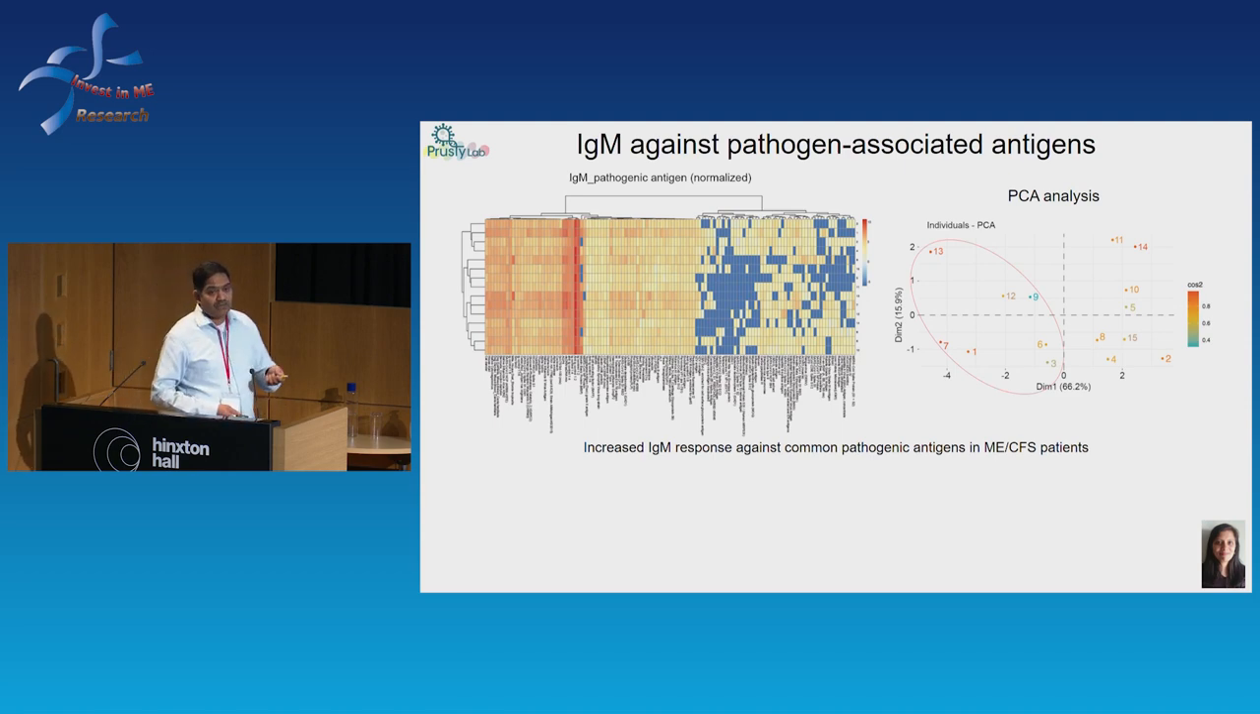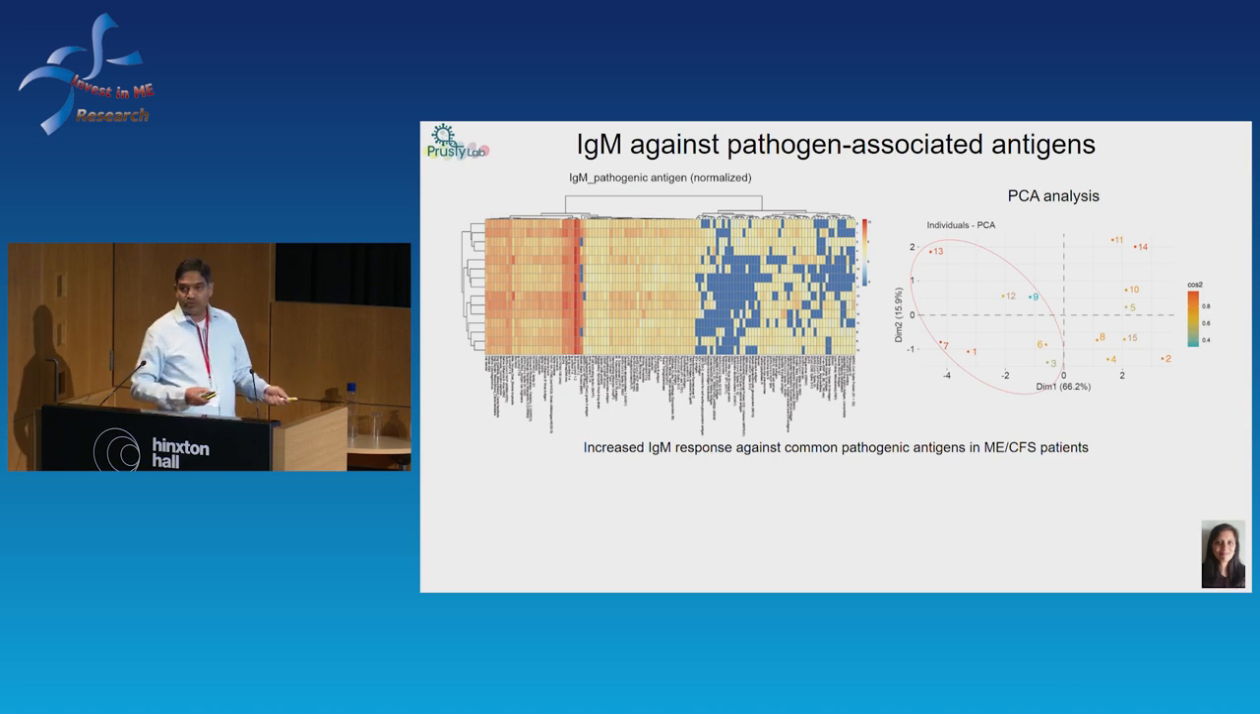Now, Simon presented that there is no IgG response against the microbiota. There is less binding of these IgGs. But it's very interesting to see that, same as we saw in the serum, there is no differentiable IgG response. But when we look into the IgM response, what we found is very interesting: the majority of the ME/CFS patients have increased IgM against a lot of environmental antigens.